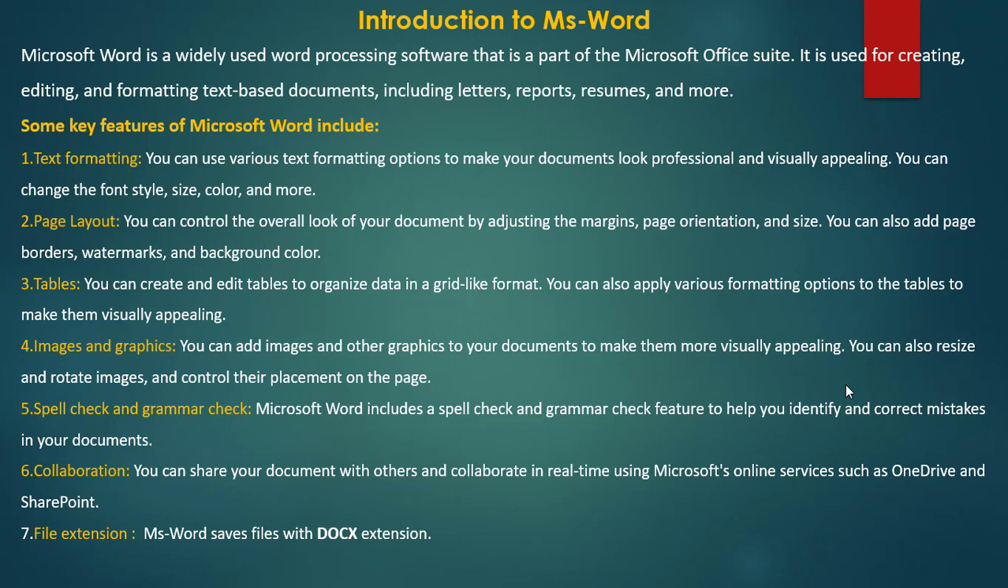The very first one is text formatting. We know already this is to prepare documents. Documents means mostly there will be text. So using MS Word, we can change the font style, size, color, etc. What are the formats you can change? You can change using MS Word to the text.